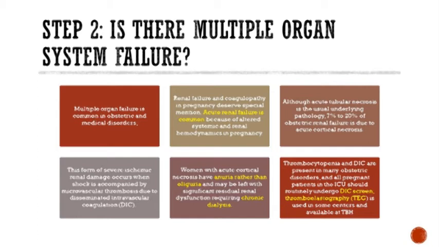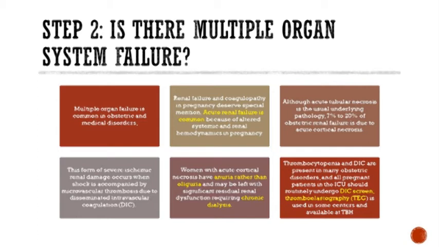Renal failure and coagulopathy in pregnancy deserve a special mention. Acute renal failure is common because of the altered systemic and renal hemodynamics in pregnancy. Although acute tubular necrosis is the usual underlying pathology, up to 20% of obstetric renal failure is due to acute cortical necrosis, which is a form of severe ischemic renal damage that occurs when shock is accompanied by microvascular thrombosis due to DIC. Women with acute cortical necrosis have anuria rather than oliguria and may be left with significant residual renal dysfunction requiring chronic dialysis.